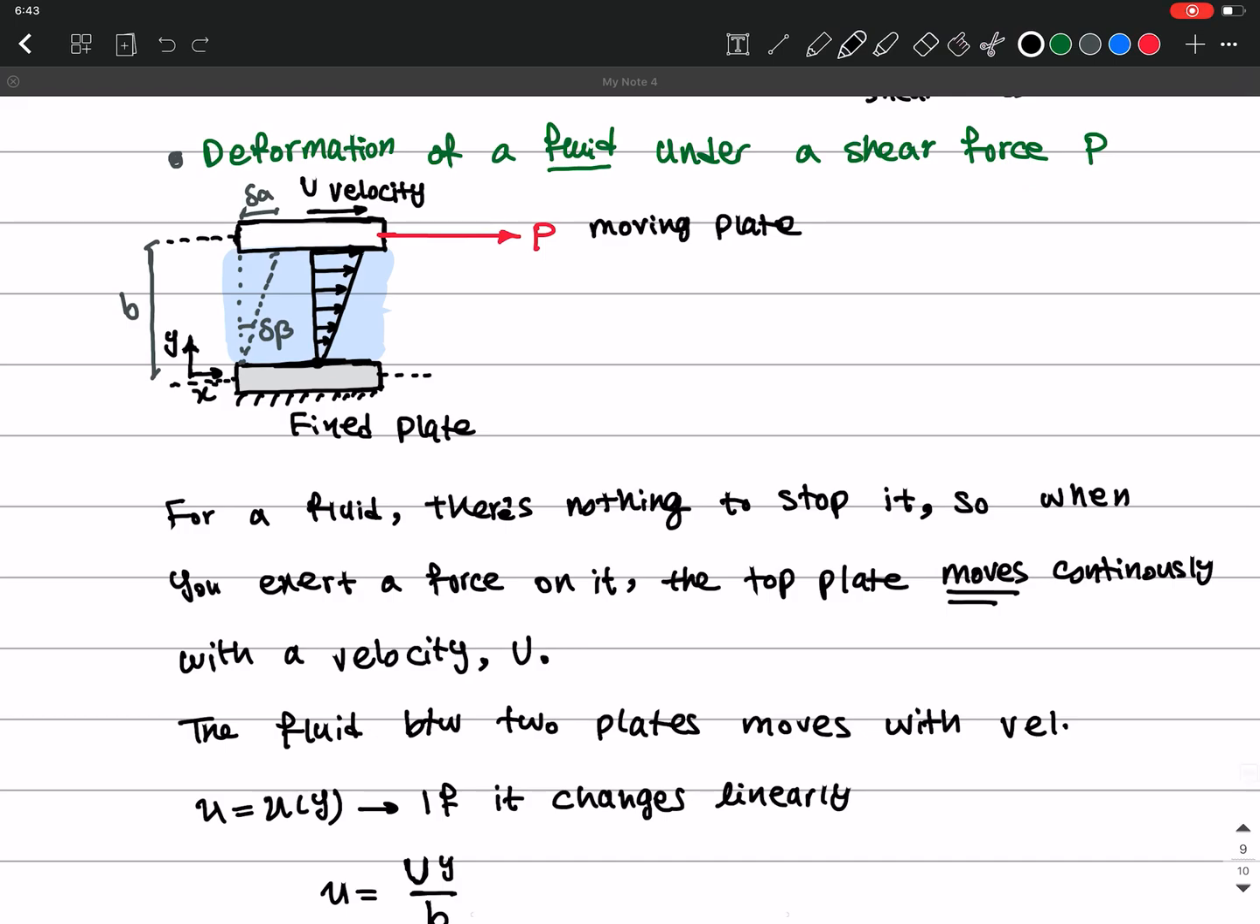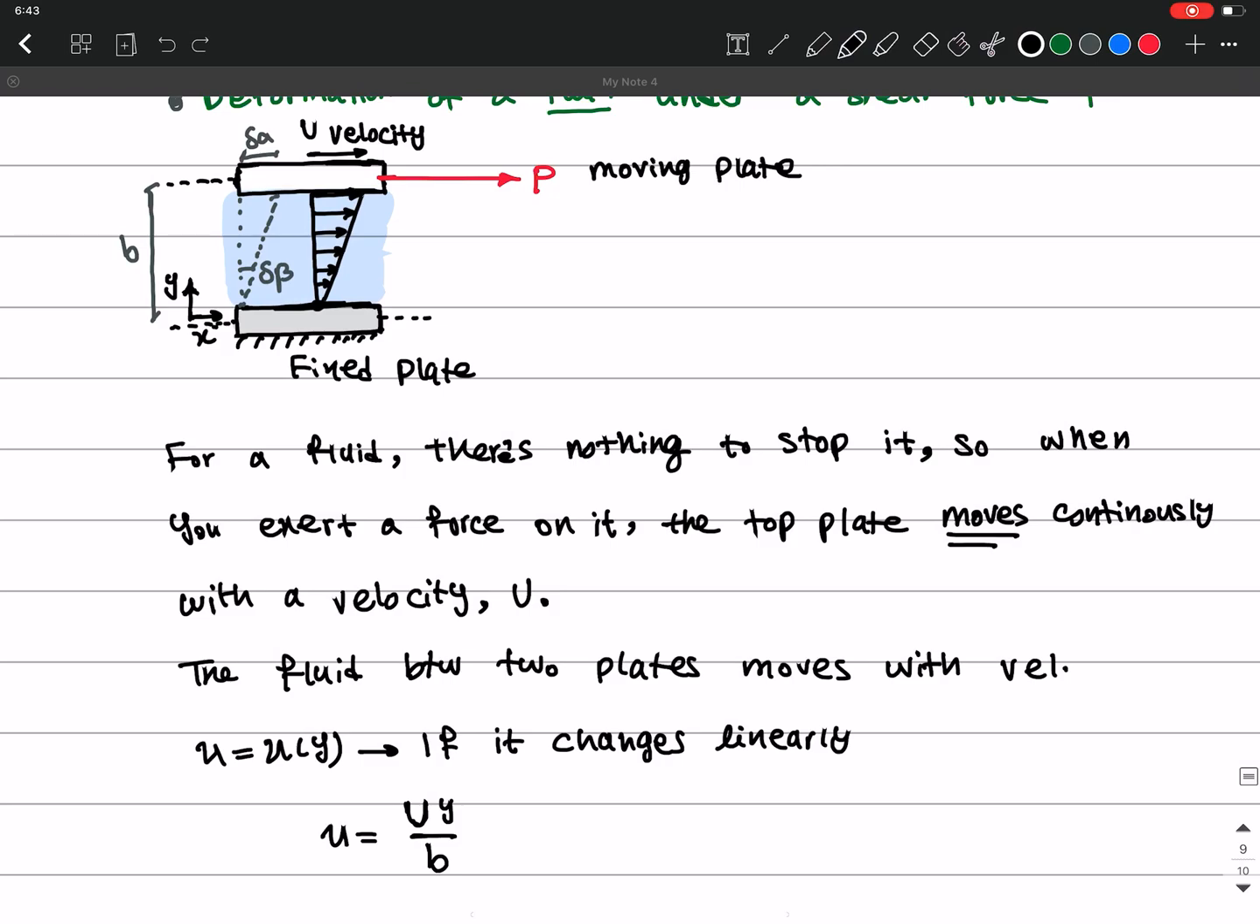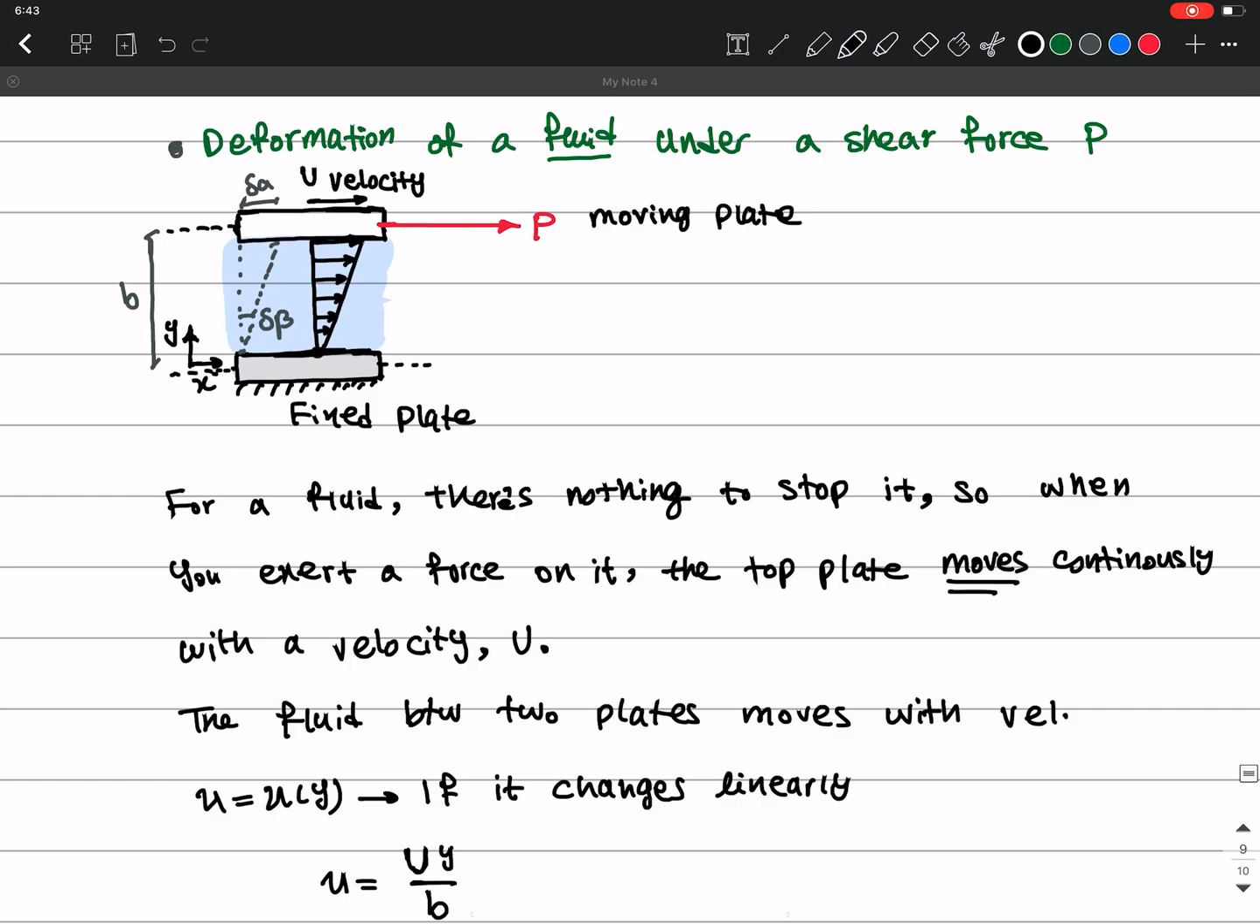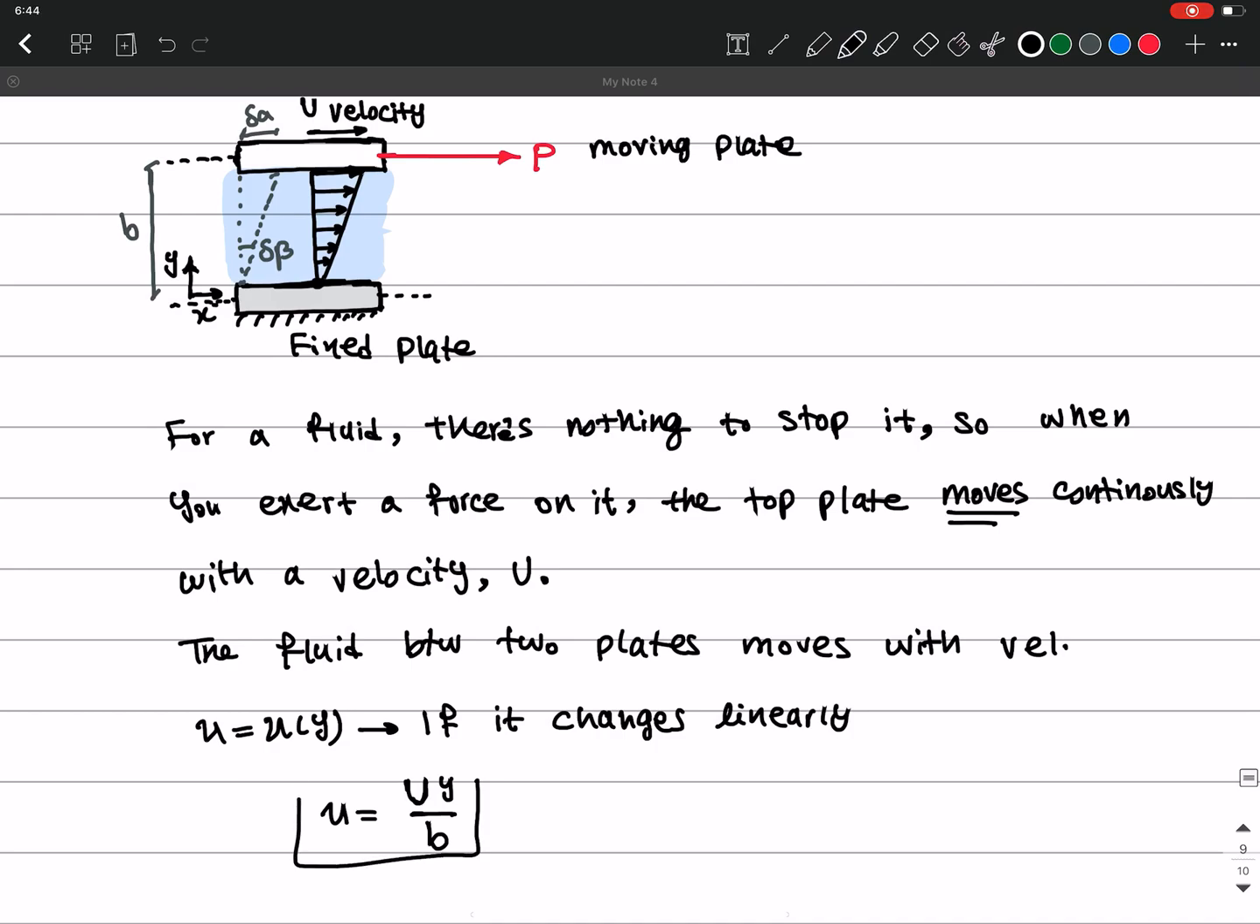To do so, we define something based on the velocity gradient. As you see here, for a fluid between a moving plate on the top and a fixed plate on the bottom, the velocity is variable. At the top, the velocity equals U, the velocity of the plate, and at the bottom, the velocity of the fluid, like water, also equals the velocity of the fixed plate, which is 0. If it changes linearly, we could write u equals capital U, which is a known parameter, times y over b, where b is the depth of this channel, or the distance between these two plates.